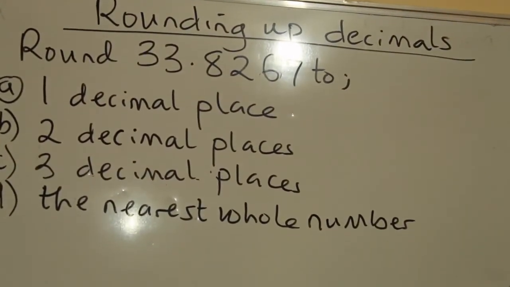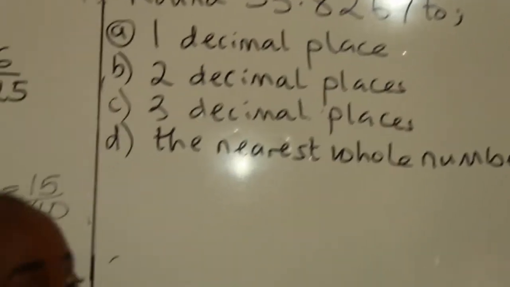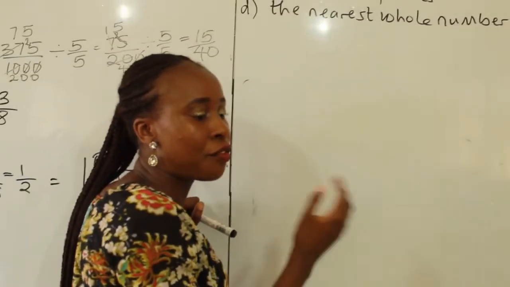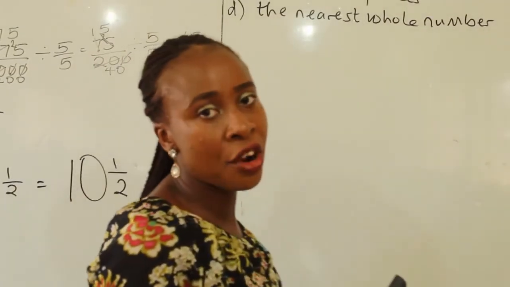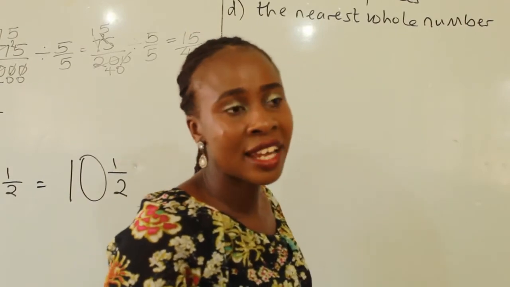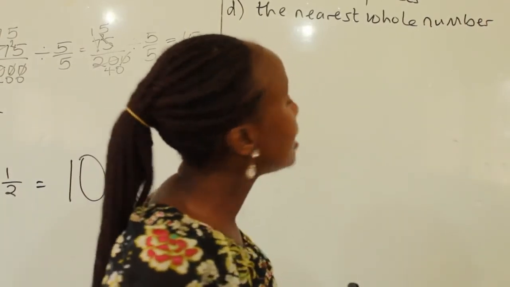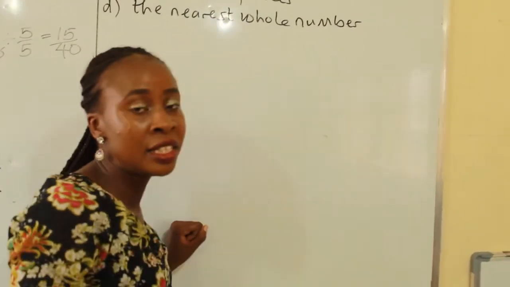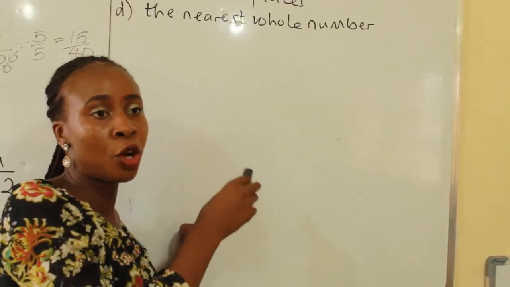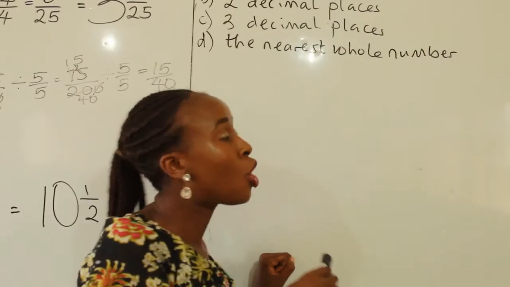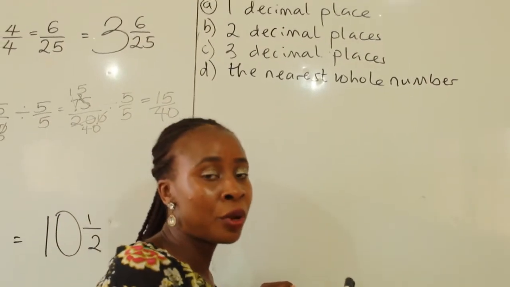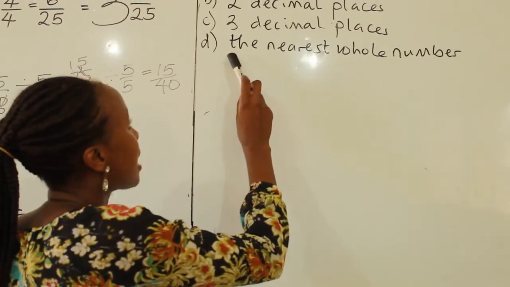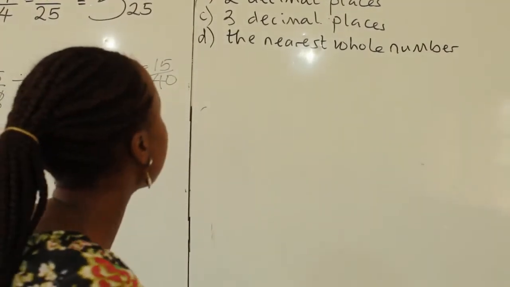One rule of rounding up decimals is that digits that are less than 5, digits between 0 and 4, we round them down. And for digits that are more than 5, we round them up. Rounding them down means the number to be rounded up remains the same. And rounding it up means that the number to be rounded up is increased by 1. When we are doing these examples, you get to understand what I mean.